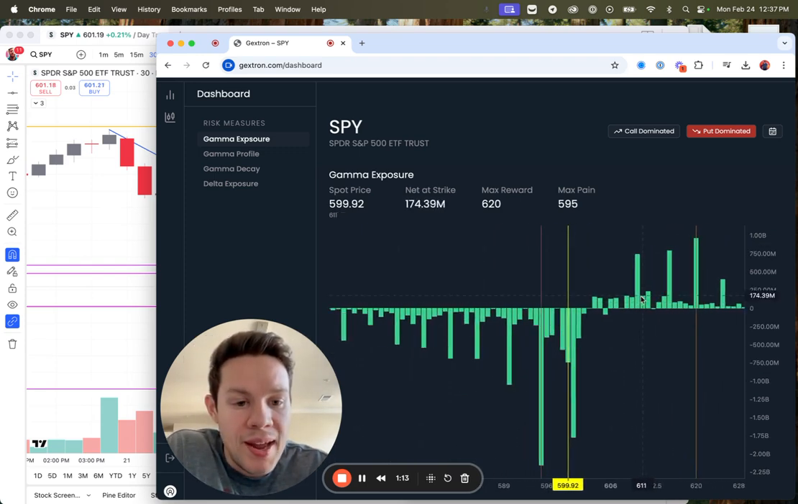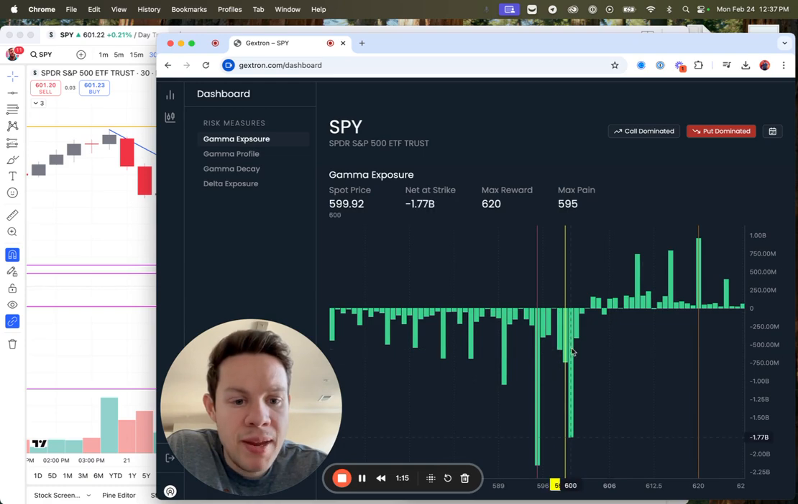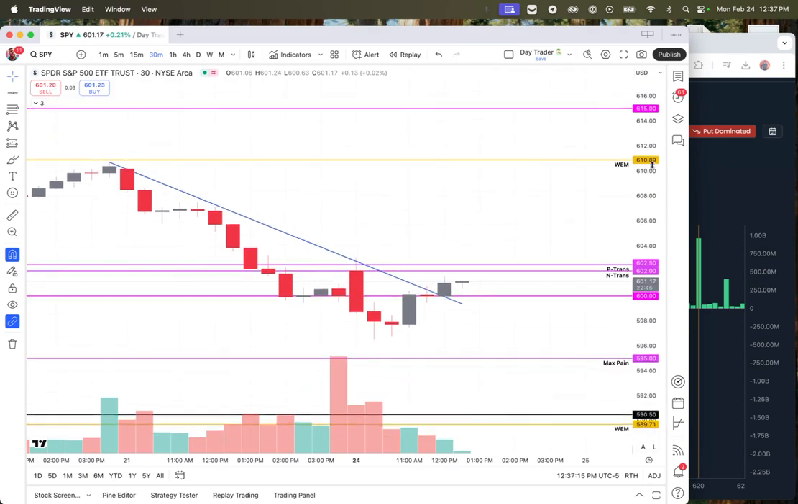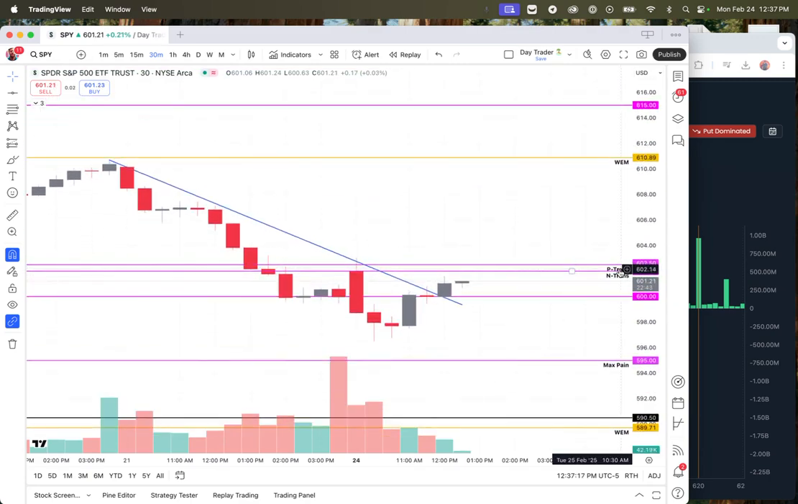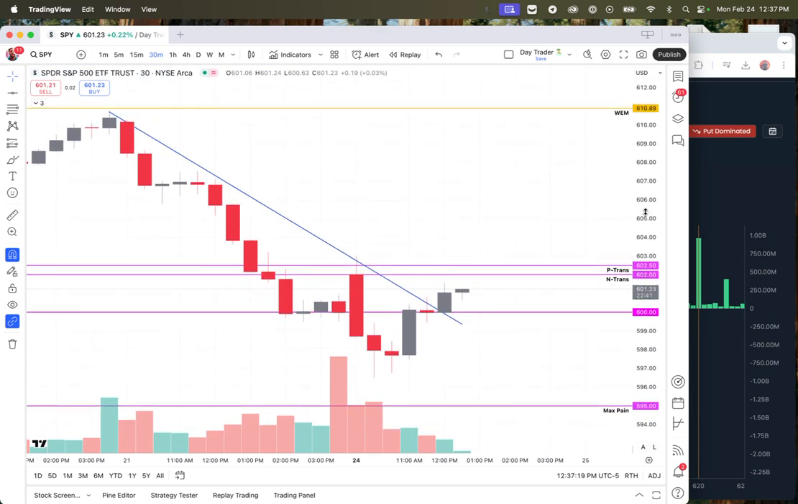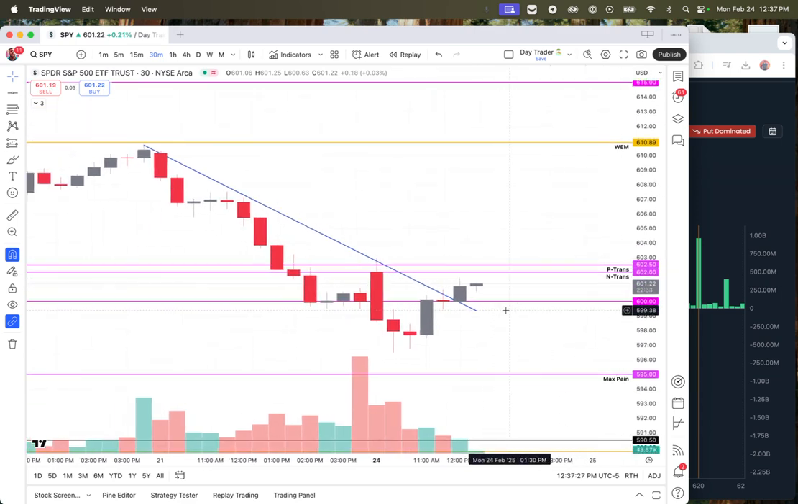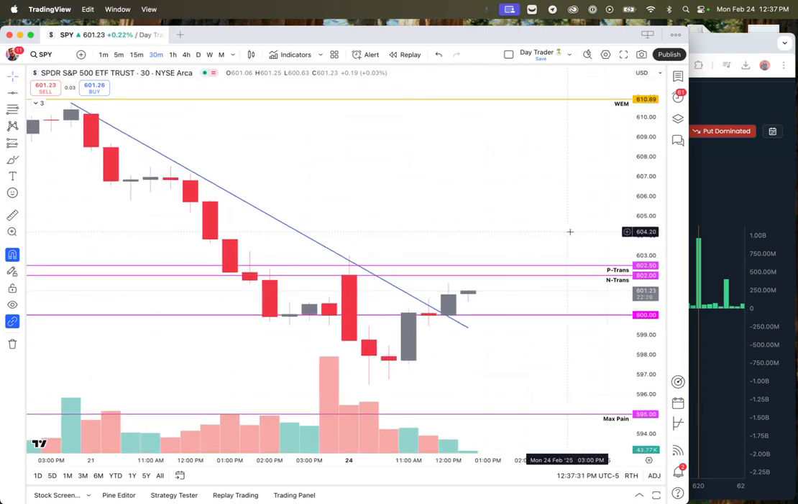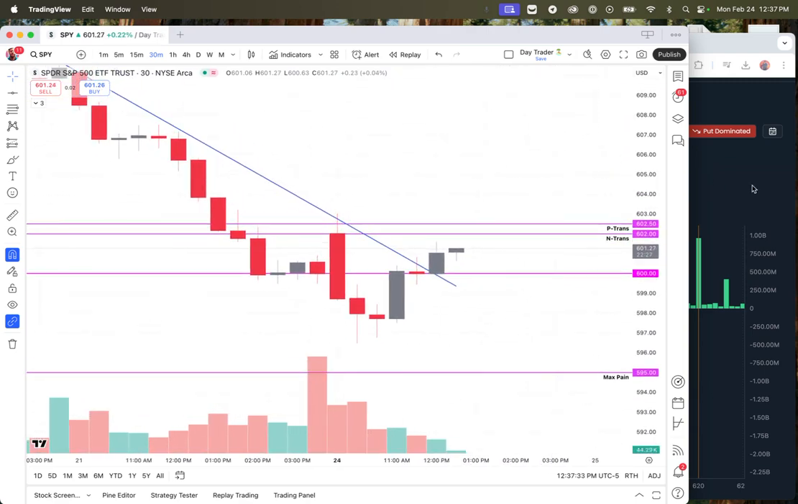Okay, so at these levels, I found them, and then I also marked my areas of interest, at least from the downside. And we can see here that I have 620, 602.5, 602, 595, 600. So these are an area of interest, P-trans, N-trans, and max pain at the bottom. So what am I seeing here, right? Why did I take the trade? And also, how did I pick a contract, right?